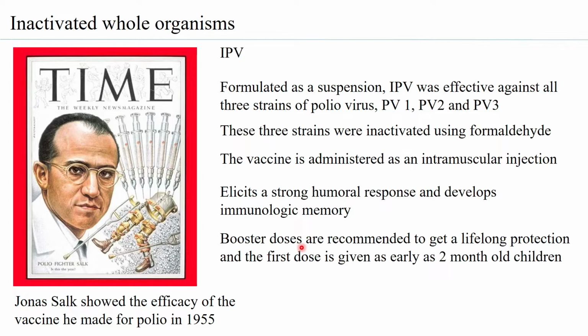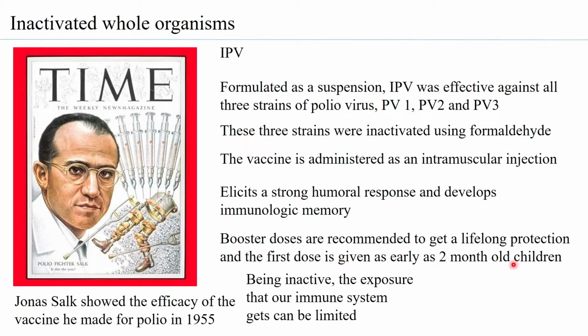Now, booster doses are recommended for the inactivated poliovirus. When you say booster dose, what does it mean? It means that you may need more than one dose of the vaccine to be given in order to develop a good immunological memory. If one needs a long time protection or a lifelong protection from polio, then booster doses in case of inactivated poliovirus are needed. And the first dose itself is given as early as 2 month old children.